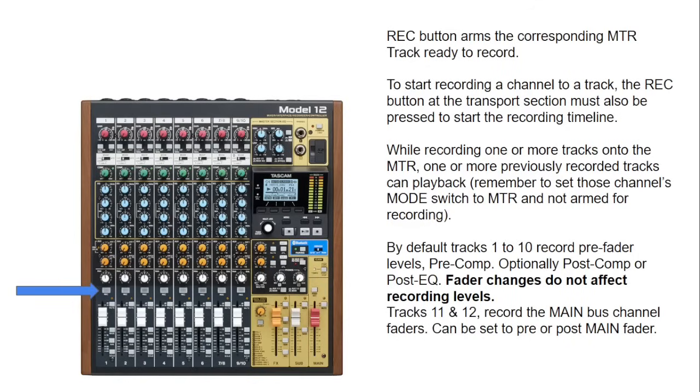By default, tracks 1 to 10 record pre-fader levels, pre-compressor. Optionally, post-compression or post-EQ is possible through the menu system as an option. And remember, fader changes do not affect the recording levels. That's done by the gain knob at the top of the channel. Tracks 11 and 12 record the main bus channel faders, can be set to pre or post main fader as well.